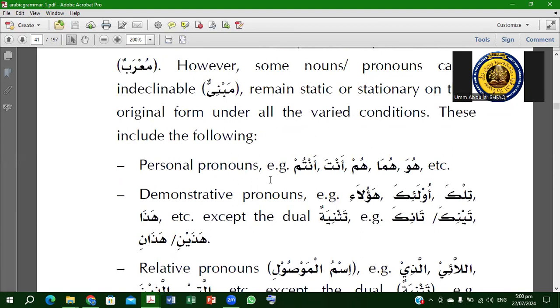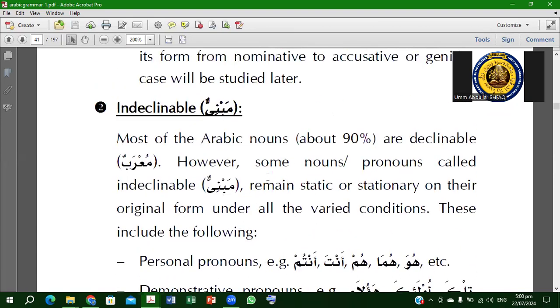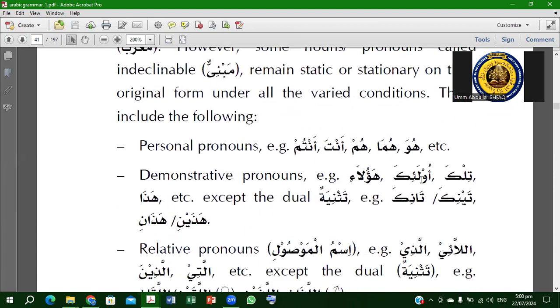Okay, so mabni again. Those which never change, yani mabni, indeclinable: all personal pronouns, right? And I have already shared the tables of pronouns with you people. I hope you have gone through them, right? I had sent a message also in the group that please go through all the tables because they are very important. So personal pronouns, yani huwa means he, huma, they both, hum, they all. It is for men. Anta, you for men. Antum, you all. This is also for men, right?